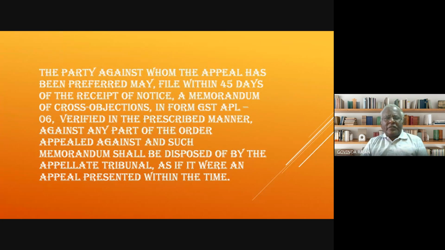So once the application is filed and replies are filed, any person who wants to file a cross objection should file it within 45 days of the receipt of the notice. Mostly the cross objection will be filed only by the department, within 45 days from the receipt of the appeal papers from the appellant. For the memorandum of cross objection, a form is prescribed: GST APL 06. These cross objections as well as replies are verified in the prescribed manner. Whatever procedure is described for the appeal is also applicable to the reply, cross objection, and so on.